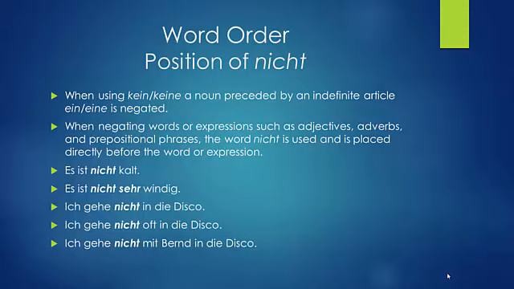Poor Bernd. So it's fairly simple. If you want to negate something with nicht, place it before the item you wish to negate. And that concludes part 1 of word order tutorials. Stay tuned for part 2, which will highlight word order with coordinating and subordinating conjunctions.